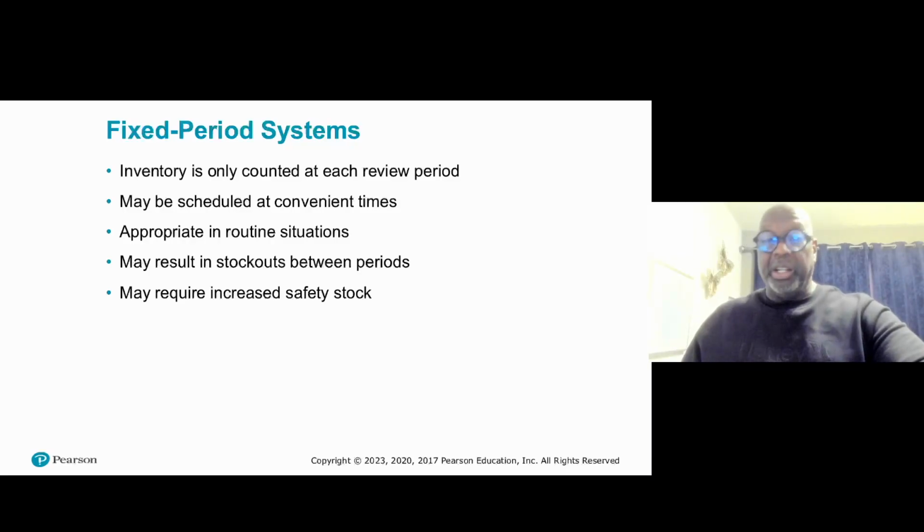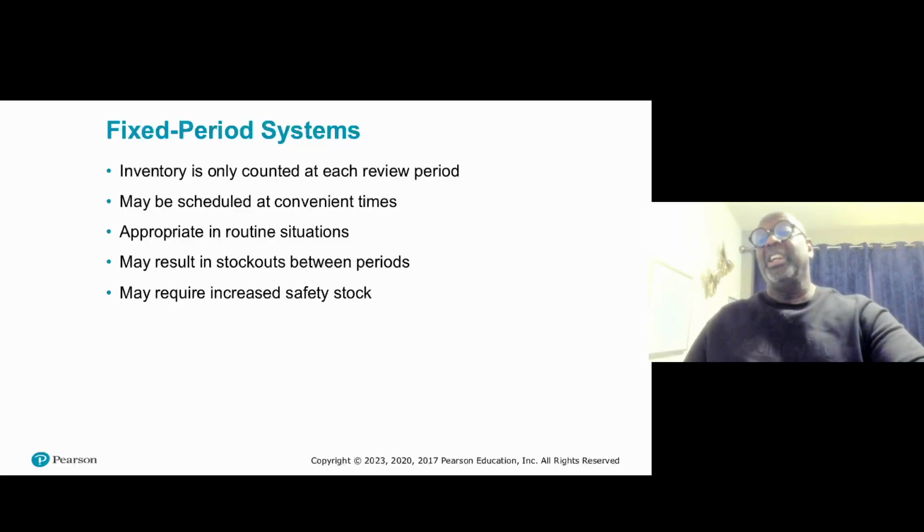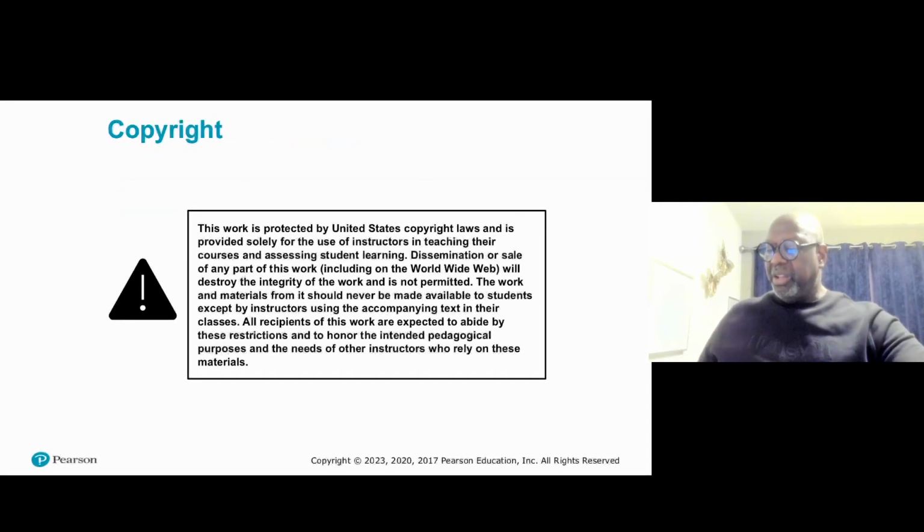It may result in stockouts between periods, as I just mentioned to you with the example of the car. If your usage rate changes, then in a case like that, you could end up running out of gas, right? But of course, we always look at our gas gauge, so we would not be using a periodic review system when it comes to gas. Nobody wants to run out of gas, and it may require increased safety stock as a result of that. Okay.